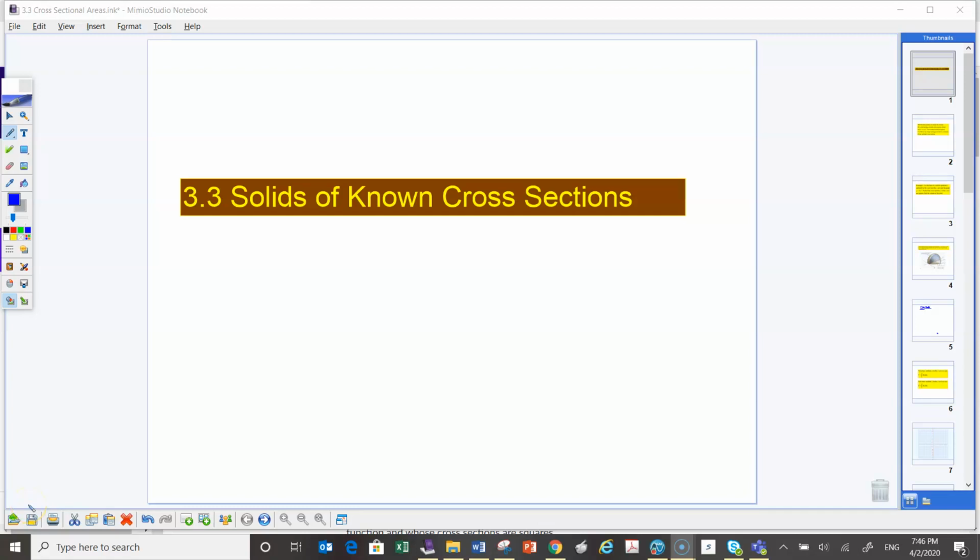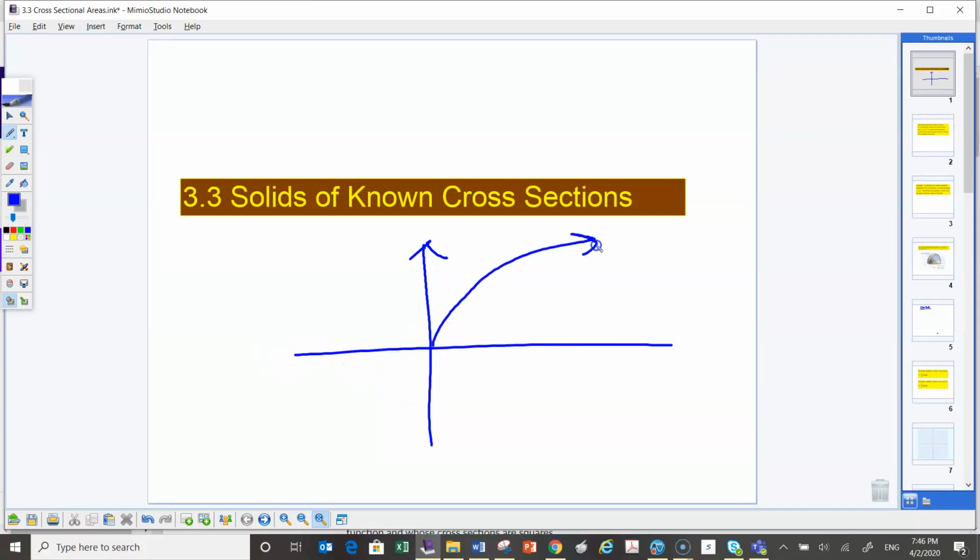In today's lesson, we're going to be looking at solids of known cross sections. So for example, let's say we have a region in quadrant 1. There's my first function, there's my second function, and this is my region R right here. But this time, we're not going to be revolving this region anywhere.